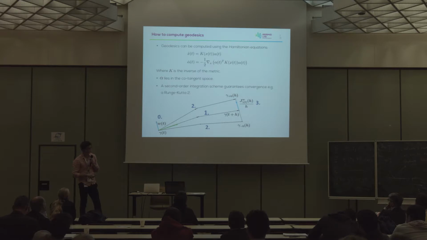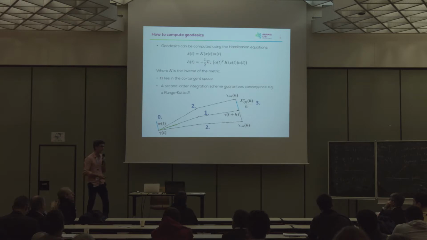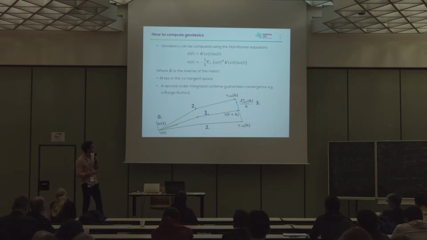And I also mentioned that to integrate the geodesic equation, you use the Hamiltonian formulations. And why is that? It's because if you want to use the natural expression for the geodesic equation, you have to compute the Christoffel symbols again, and you have to face the same curse of dimensionality that we are trying to avoid. And as a small detail, it's enough to use a second order integration step to compute this geodesic, the geodesic points here.